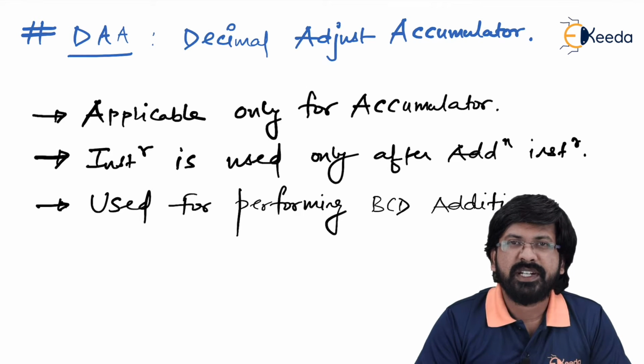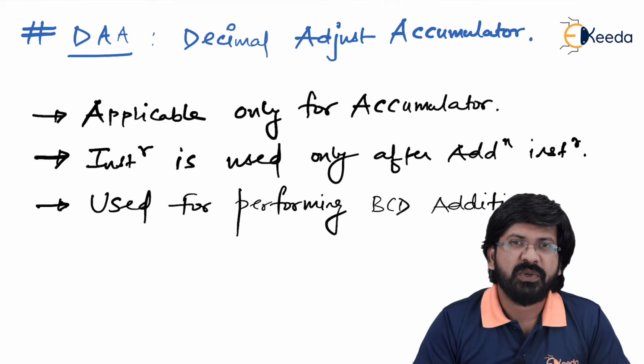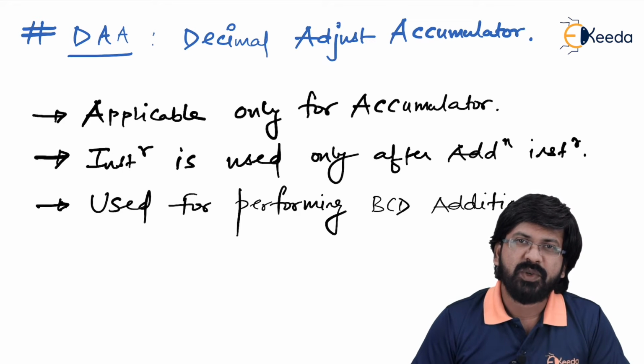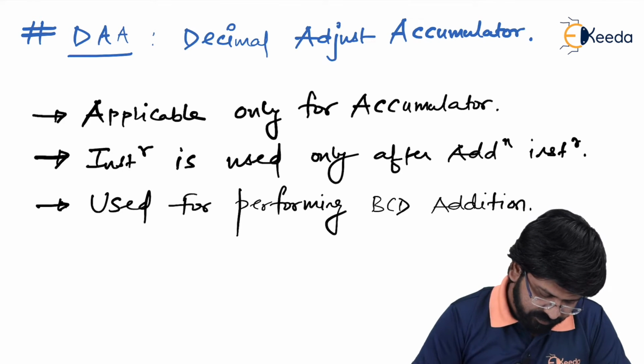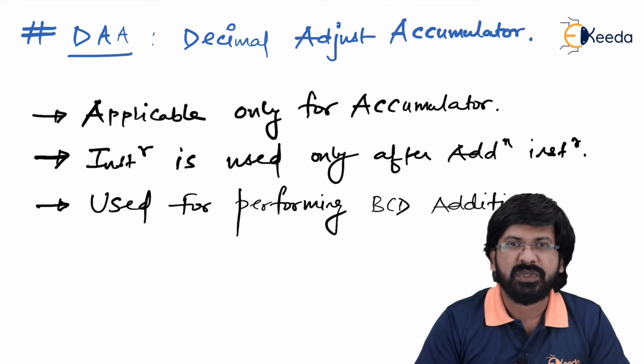The full form of BCD is binary coded decimal, where in BCD we have only digits from 0 to 9, right? A digit above 9 is not allowed, like A, B, C, D, E are not allowed. They belong to the hexadecimal number system. So in BCD, the only digits allowed are 0 to 9. Now I'll tell you how it is used.